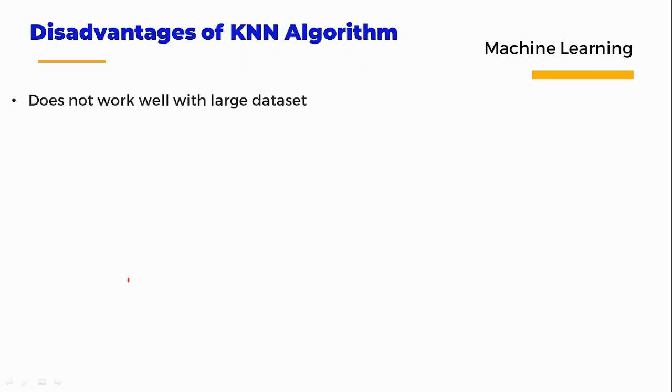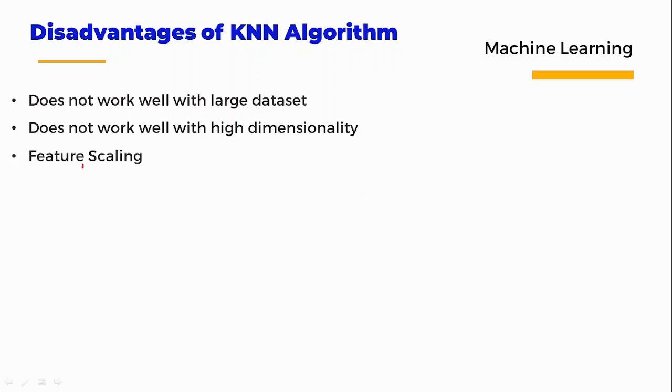Now we will understand the disadvantages of the KNN algorithm. The first one is that it does not work well with large data sets. As it calculates the distance between each data instance, it would be very difficult and very costly. The next one is that it does not work well with high dimensionality, and the last one is feature scaling. Here the data in all the dimensions should be scaled, normalized and standardized properly, and it needs an appropriate k value.